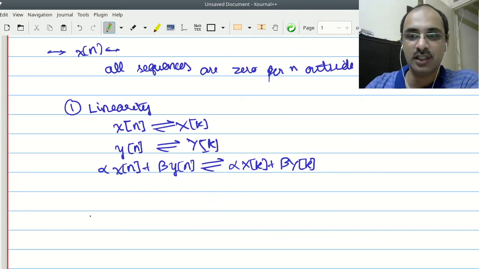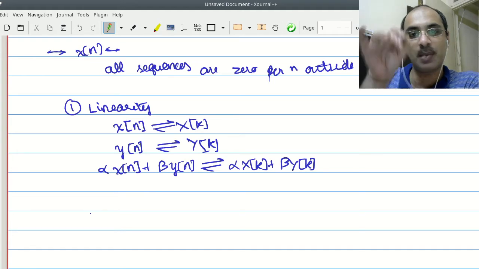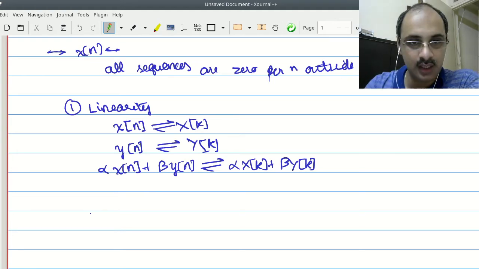This is very easy to verify. All you need to do is to substitute it in the formula for the DFT. I leave that as an exercise.